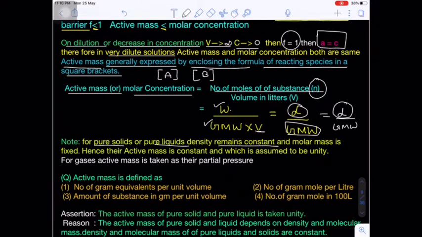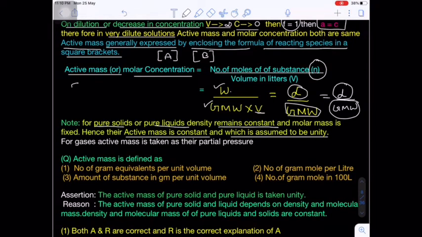Okay, and their molar mass is also constant. So the ratio between the two constants is again a constant. That's why the active mass corresponding to pure solids and pure liquids is taken as constant, and this constant is assumed to be unity for calculation purposes. So we should not consider the active mass of the pure solids and pure liquids. Whenever there is a pure solid or a pure liquid, that active mass is arbitrarily assumed to be what? Unity.